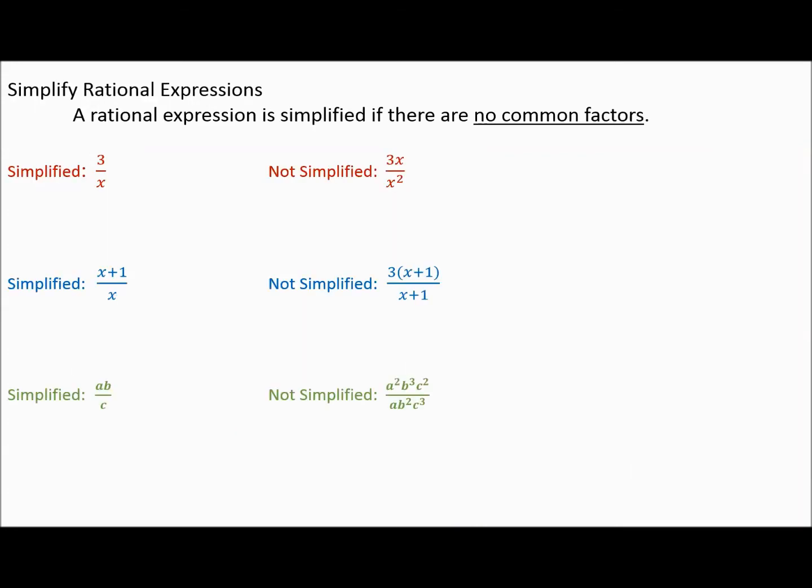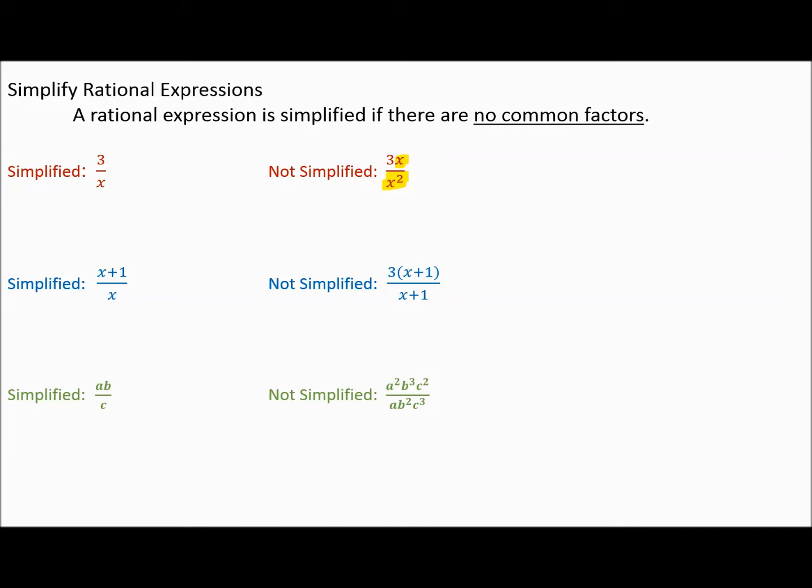Now I want to spend a little bit of time talking about simplifying rational expressions. A rational expression is simplified if there are no common factors. So if we look at the examples in red, 3 over x is completely simplified because 3 and x don't have any common factors, whereas 3x over x squared is not, because of this x and this x squared. There are common factors there, and they must be canceled out to be completely simplified.